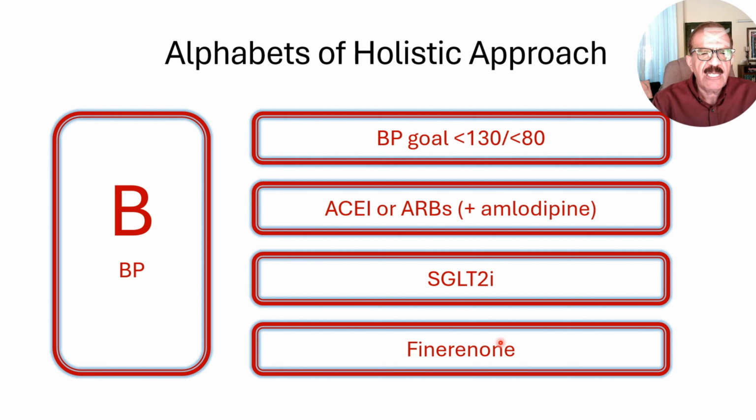So primarily aim is to bring their blood pressure to less than 130 and less than 80 without symptoms of hypotension, without postural hypertension, preferably using ACE inhibitors and ARBs. And these two agents of course are optional and can be added.